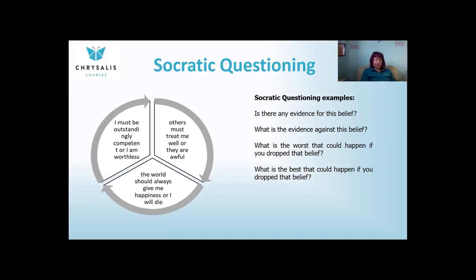So we need to use these Socratic questioning techniques. We can also look at how would somebody else view this situation? How would somebody else deal with this situation? And the questions are worded in such a way that the client sees just how irrational they're being. And that's really the beginning of change.